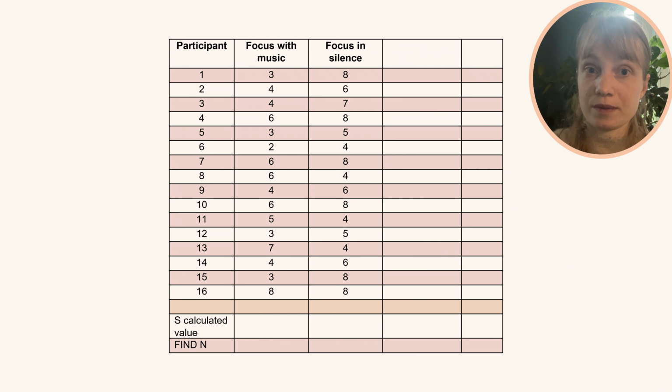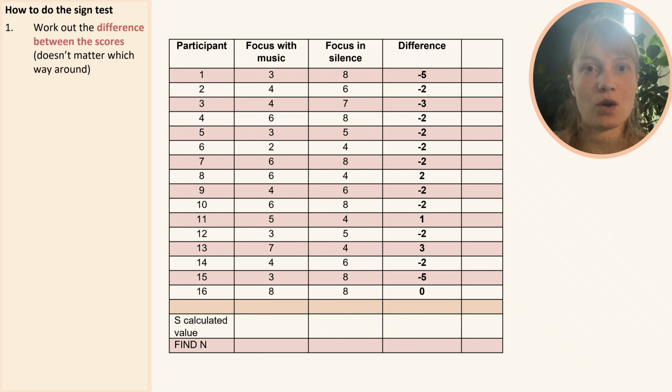Here's the key idea. When we do the sign test, we're not analyzing those numbers directly. We just use them to work out the direction of change, whether each person's score went up or down or stayed the same between conditions. Once we've done that, we throw away the actual numbers. We basically reduce our data to nominal categories, increase, decrease, or same. Now we use these two sets of scores to calculate the difference between the conditions.